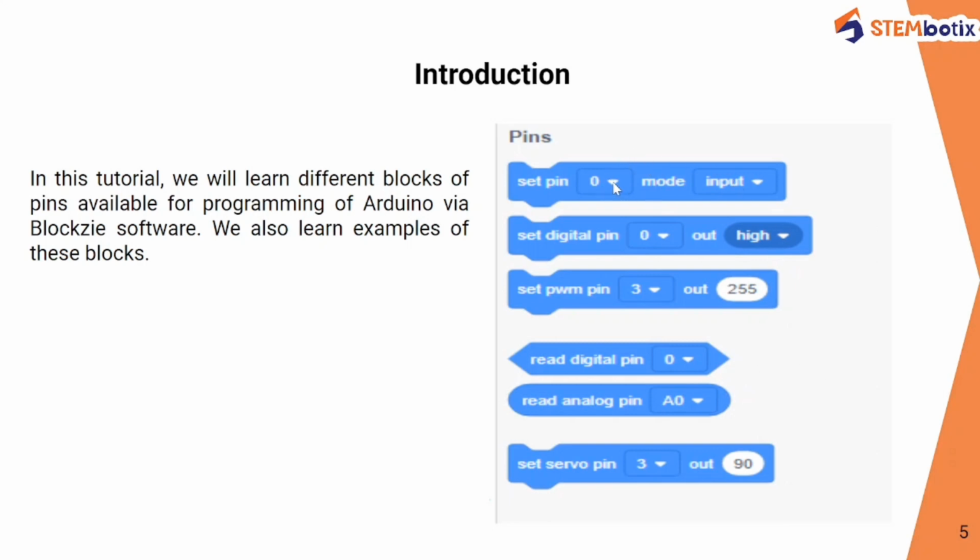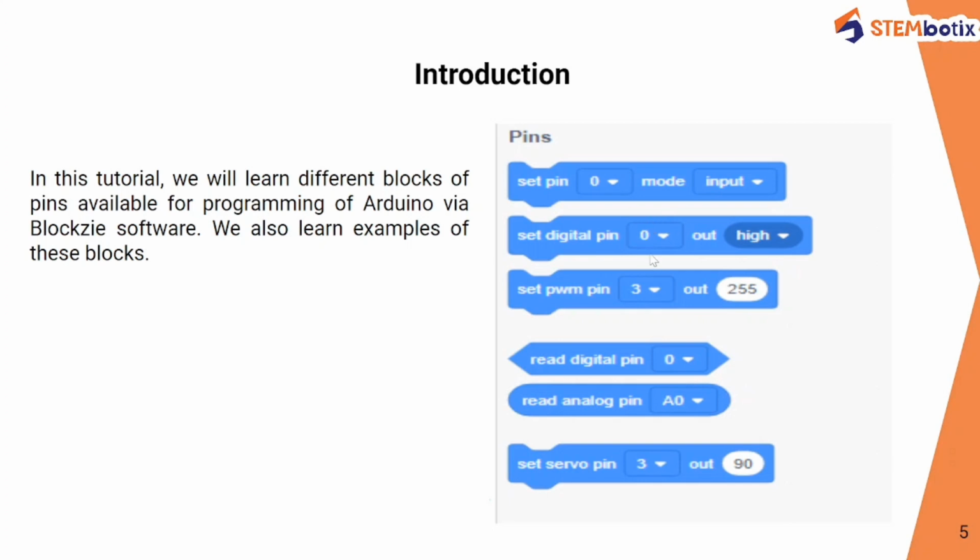So here we select our pin configuration, which is connected to our LED, which is pin number 3, and the mode of that pin number 3 is output, because the LED is an output device for our microcontroller board.